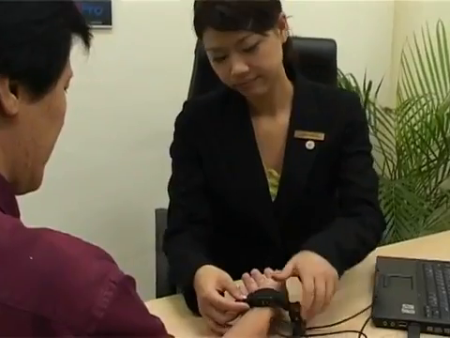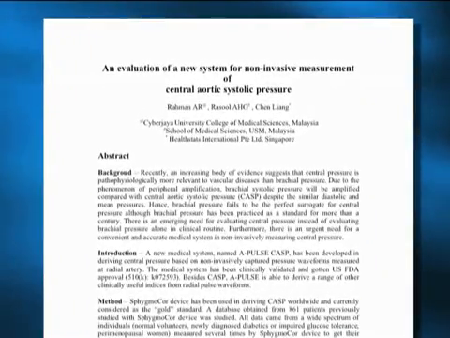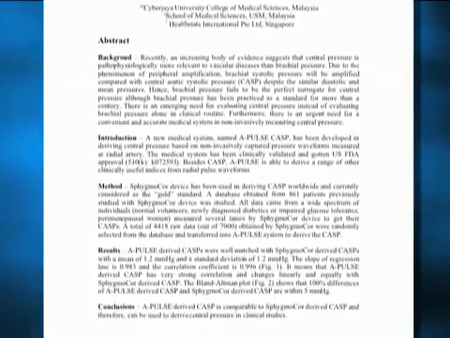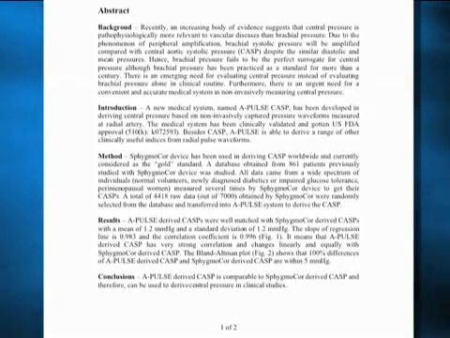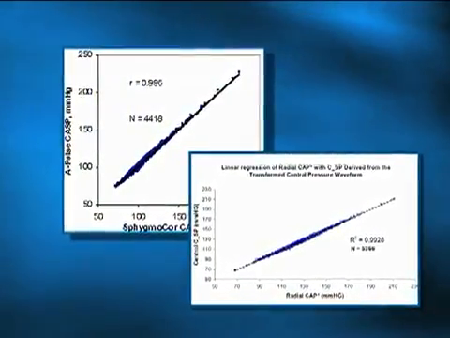This has been validated over more than 10,000 patient waveforms. We have done a comparison between the gold standard and our central pressure, and the accuracy is as close as 0.996. Can you imagine, at 10,000 patient waveforms, we can get that kind of close accuracy?